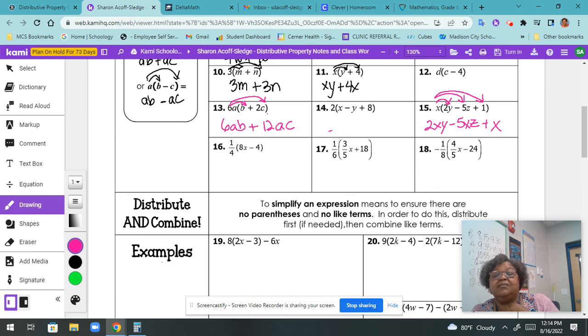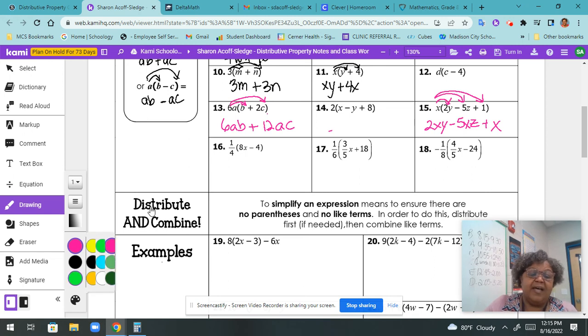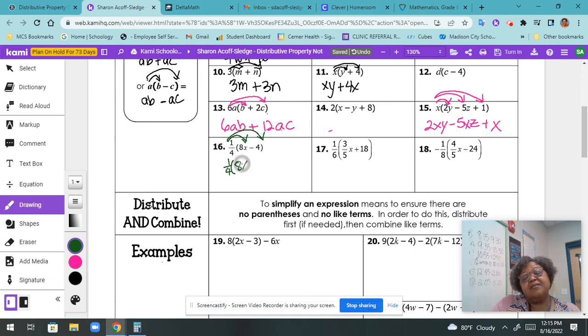Okay, now in number 16, we have a fraction. So we're still going to multiply. Let me switch colors. 1/4 times 8x and then 1/4 times 4. Now to keep up with your fractions, I do this. I got a minus right there.